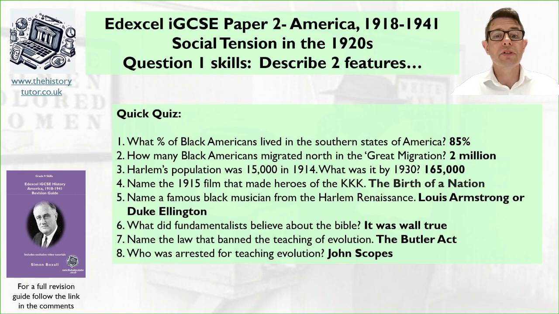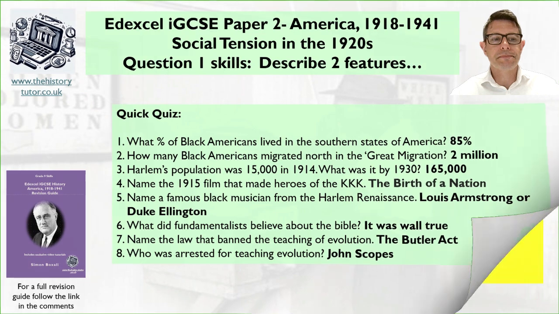You could have Louis Armstrong or something like Duke Ellington involved in jazz and music culture in this time. Number 6, what did fundamentalists believe about the Bible? Well, they believed it was all true. And name the law that banned the teaching of evolution. So that was the Butler Act. And then in terms of the monkey trial, who was arrested for teaching evolution? That was John Scopes. And we'll talk about that in more detail as we go through the lesson.